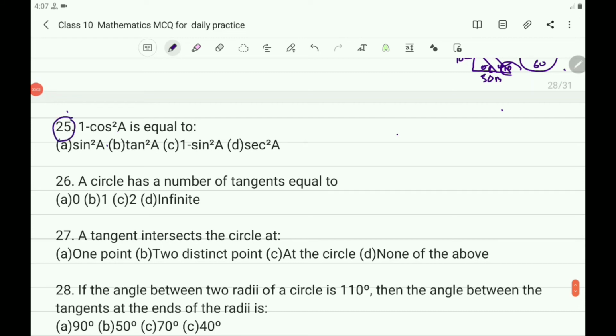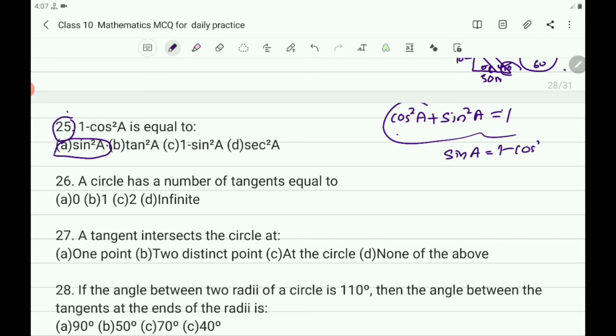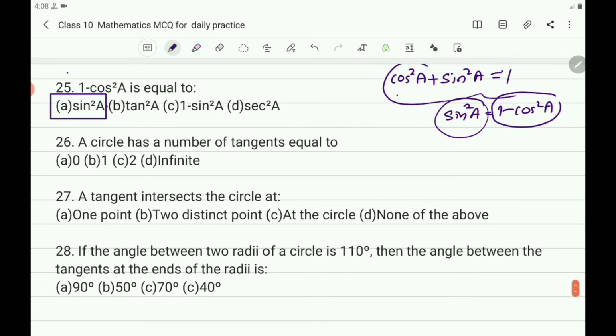Now you take question number 25. 1 minus cos square a is equal to. You know the answer, that is sin square a. How is it? You know that cos square a plus sin square a equals 1. If it is transferred to here, it becomes sin square a is equal to 1 minus cos square a. So 1 minus cos square a is equal to sin square a. So option A is the answer.